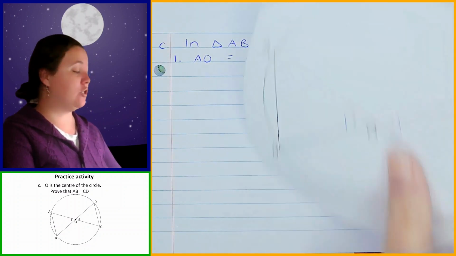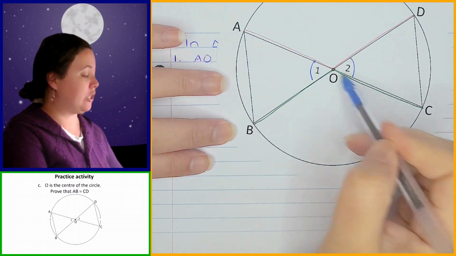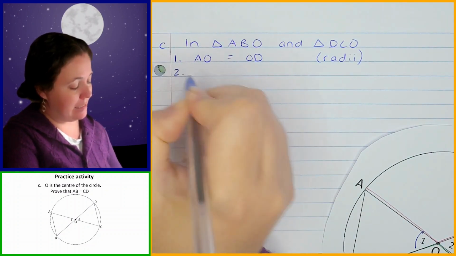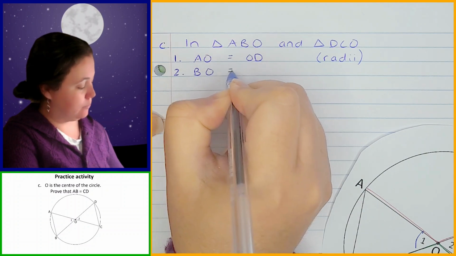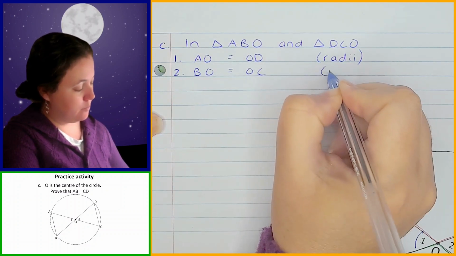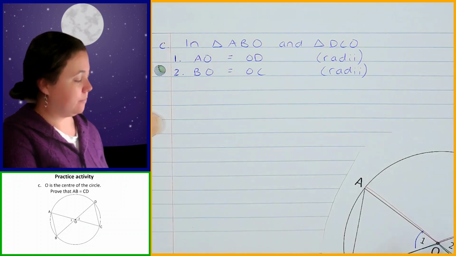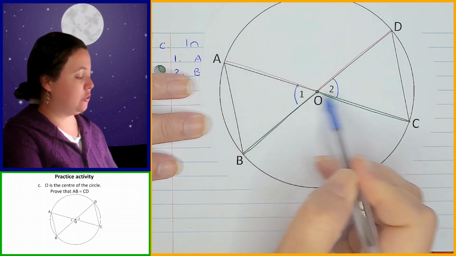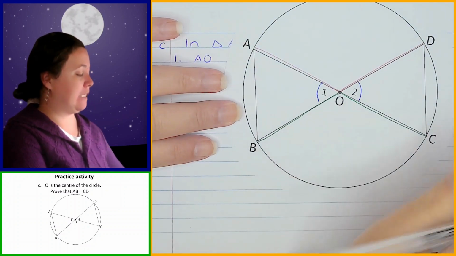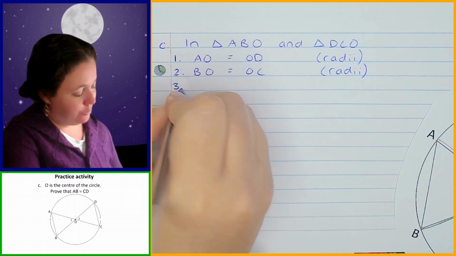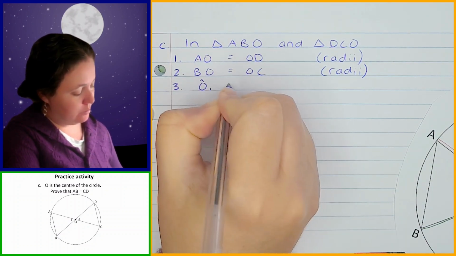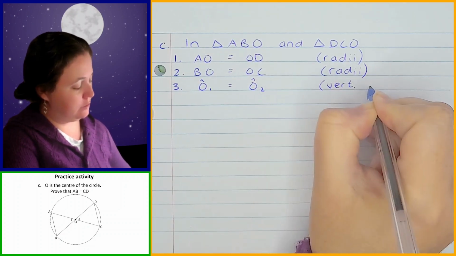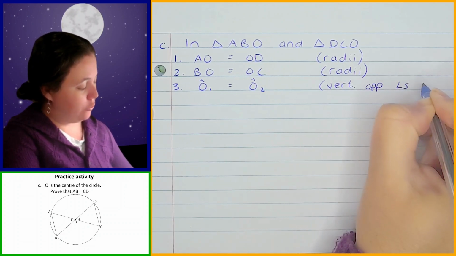Okay, then I'm going to do the next pair of sides, which is going to work exactly the same. BO is equal to OC because they're also radii of that same circle. So now I know that these two sides are equal and these two sides are equal. Now I just need to do my angles over here. So now I can say angle O1 is equal to angle O2 as my third statement. And the reason for that is because vertically opposite angles are equal to each other.